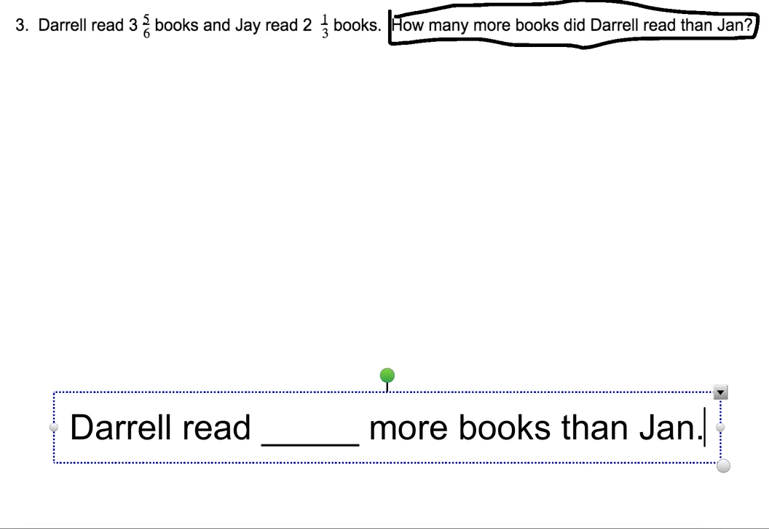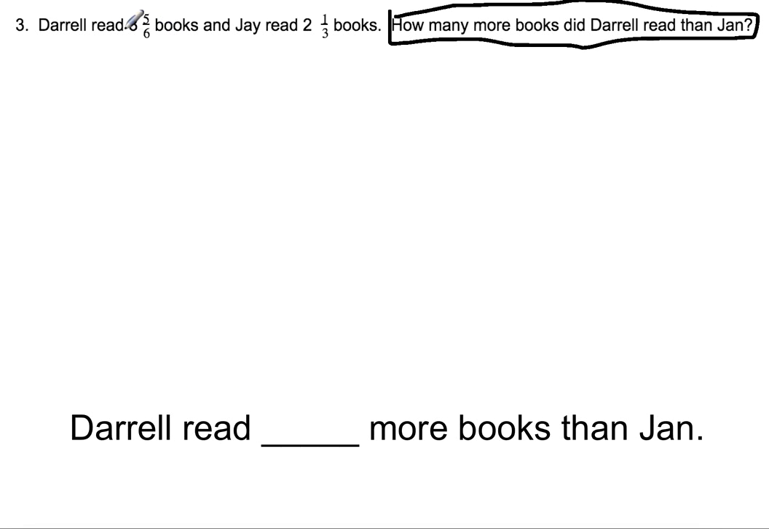And then I need some clue words. So I need to go through and find if Daryl read 3 and 5/6 books and Jan read 2 and 1/3. Whoops, how many more? There's my clue words again to tell me that I'm going to be subtracting. That's all you need to do on the rest of the worksheet. Box the question, write a sentence, tell me what you're going to do after you've circled those clue words. So let's repeat that again. I need to box the question, write a sentence with a blank, circle my clue words that tell me what to do.